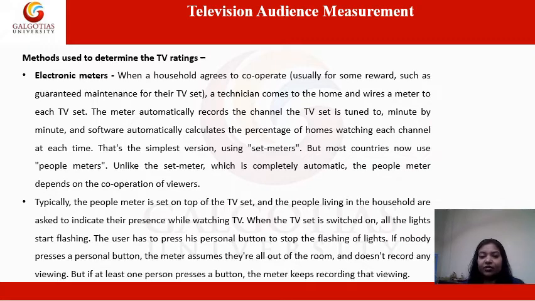When the TV set is switched on, all the lights start flashing. The user has to press his personal button to stop the flashing of lights. If nobody presses a personal button, the meter assumes they are all out of the room and does not record any viewing. But if at least one person presses a button, the meter keeps recording that viewing.